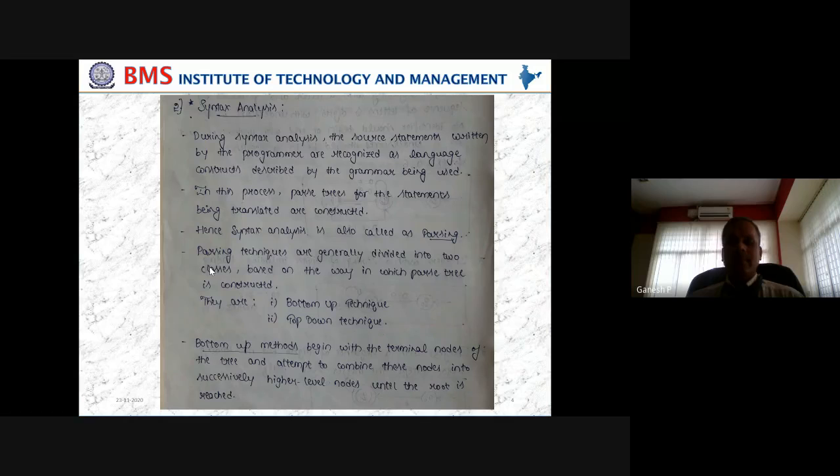So either way, the construction of a parse tree is going to be there, and the construction procedure is what identifies or differentiates which technique we are using. It can be either a bottom-up technique or a top-down technique. So before we go to further details, let us understand some of the examples that are used in this particular discussion. We consider the Pascal language.